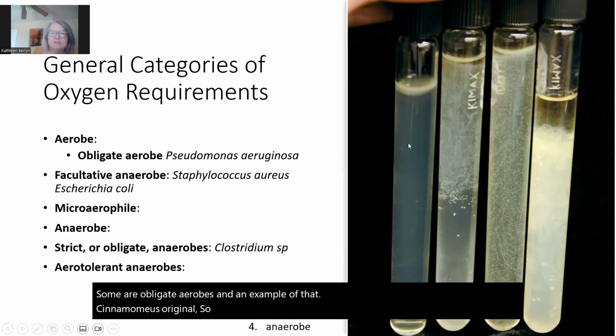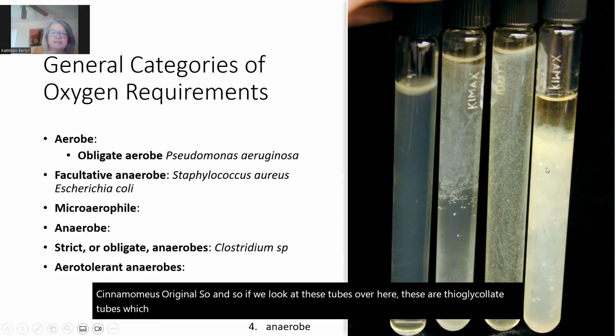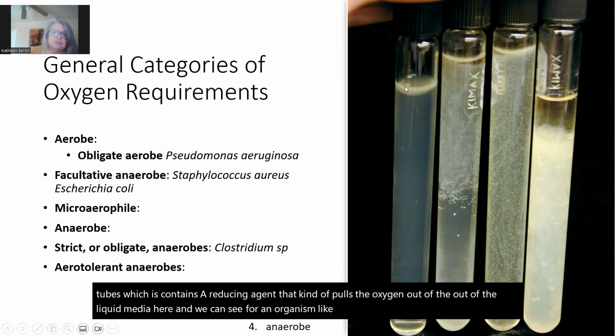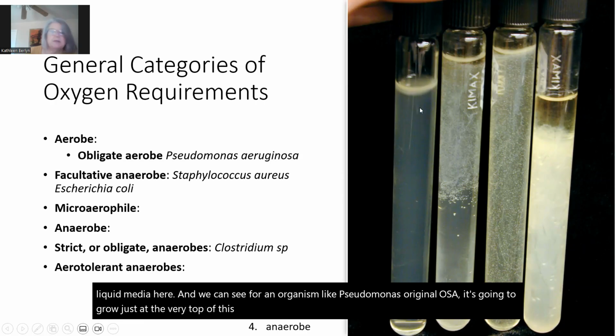And so if we look at these tubes over here, these are thioglycolate tubes, which contain a reducing agent that kind of pulls the oxygen out of the liquid media here. And we can see for an organism like Pseudomonas aeruginosa, it's going to grow just at the very top of this tube. It cannot penetrate or grow any lower because it has to be in an oxygen environment.